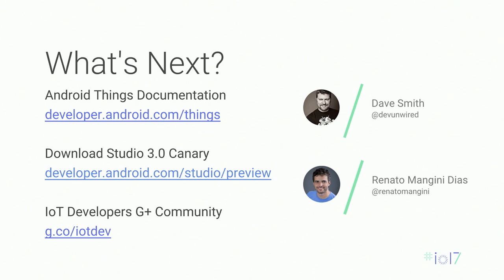Once you get home and you want to start doing some of this development for yourself, check out the Android Things documentation, which is on the Android dev site at developer.android.com/things. Download the new Android Studio Canary at Studio Preview. And we also encourage you, if you're working with Android Things, to join the IoT developers community that we have on G+. We and other folks from the IoT team are constantly on there, answering questions, helping folks out, and watching you share your cool projects and other things that you're doing with the community. So please check that out as well.